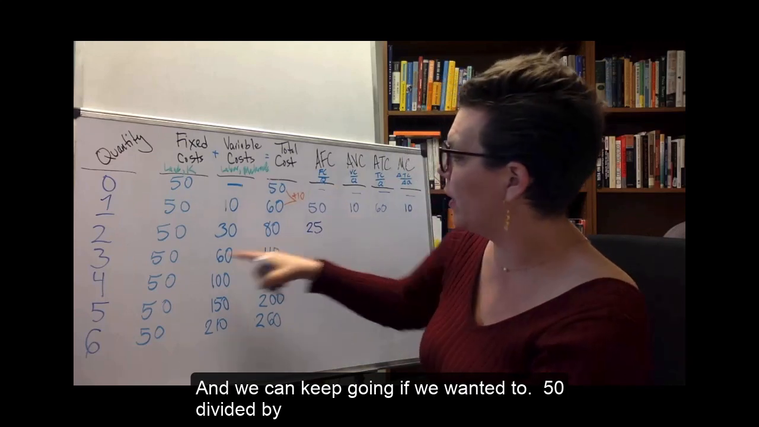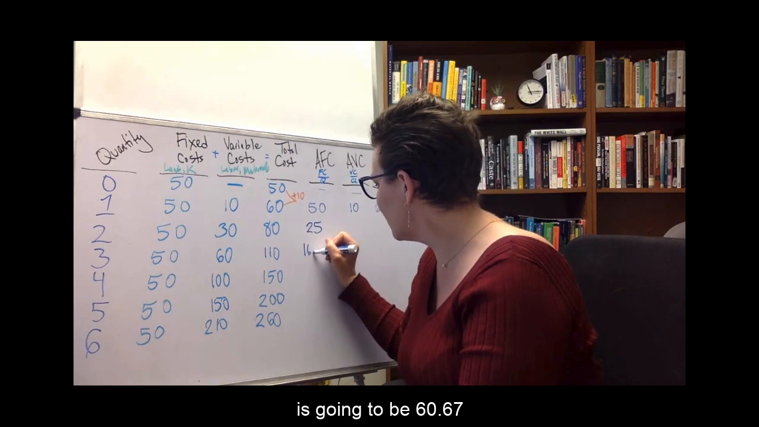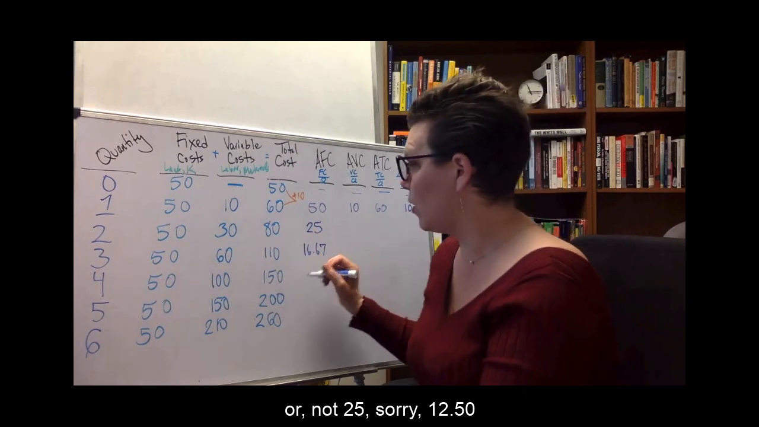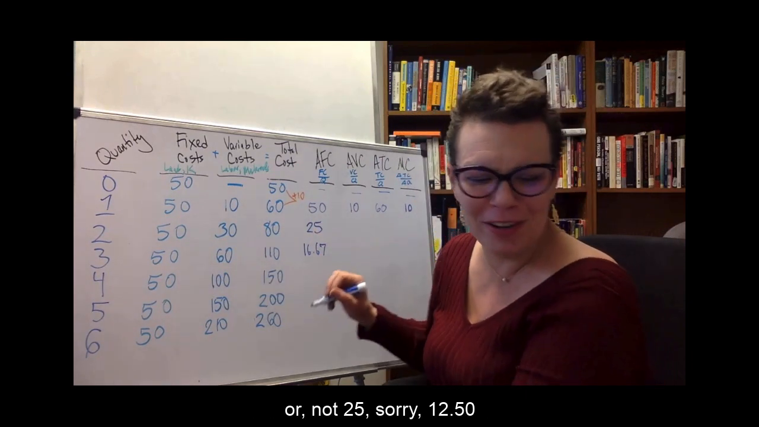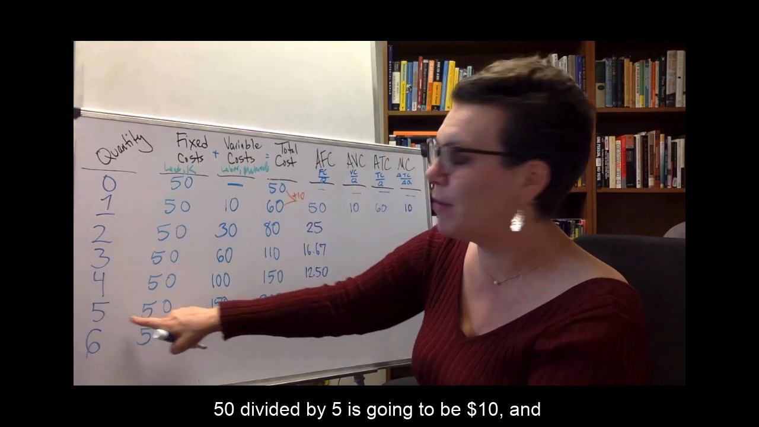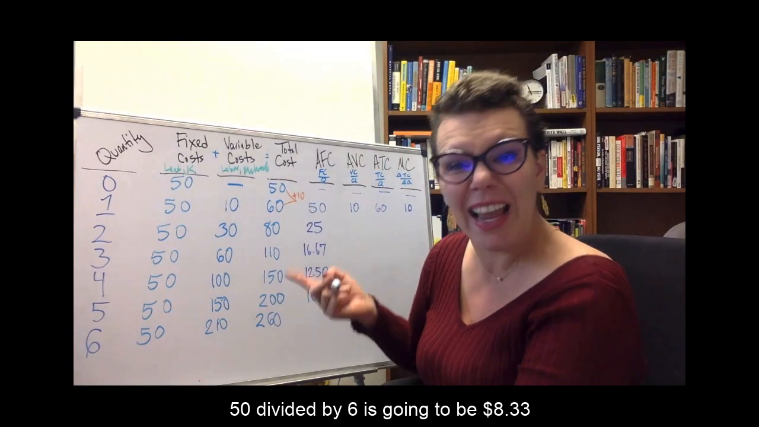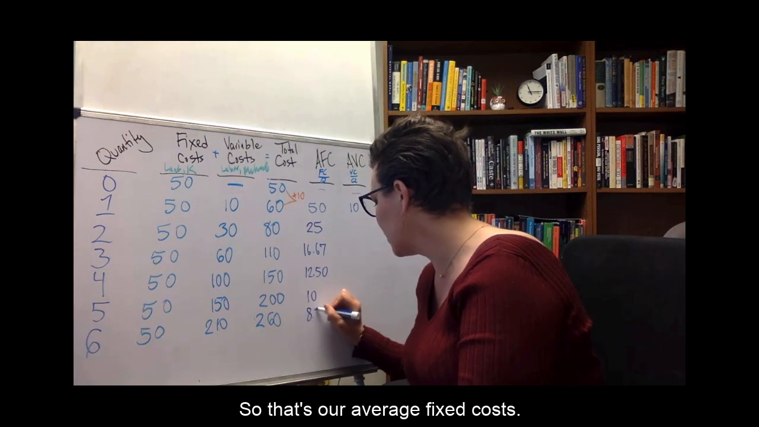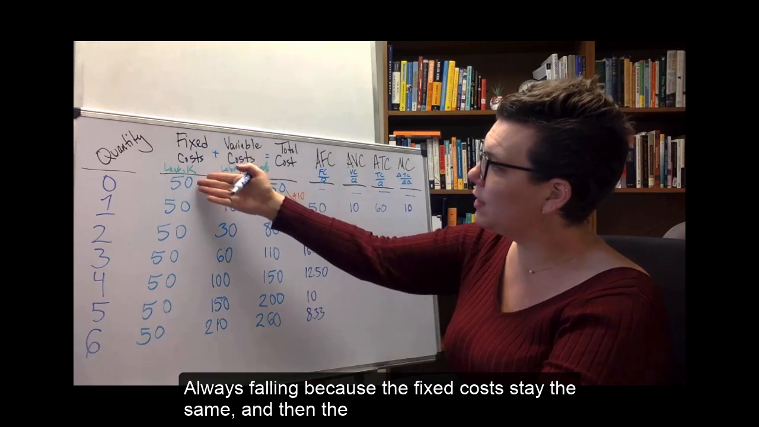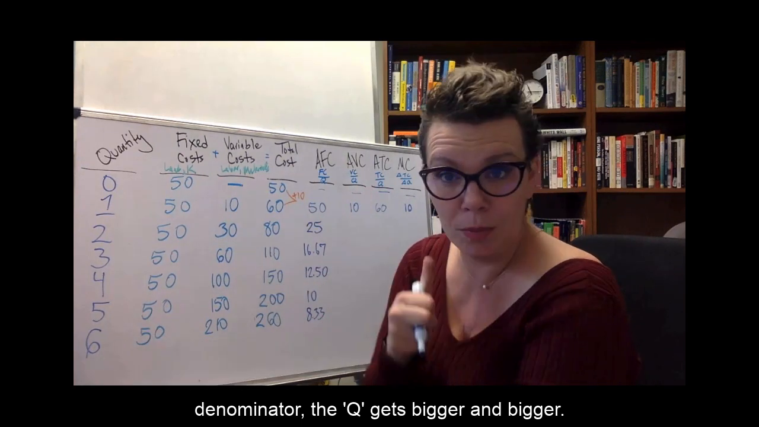So already we're going to go from 50 divided by 1 is 50 to 50 divided by 2 is 25. And we could keep going if we wanted to. 50 divided by 3 is going to be 16.67. 50 divided by 4 is going to be, sorry, 12.5 or $12.50. 50 divided by 5 is going to be $10. And 50 divided by 6 is going to be $8.33. So that's our average fixed costs, always falling because the fixed cost stays the same and the denominator, the Q, gets bigger and bigger. Cool?